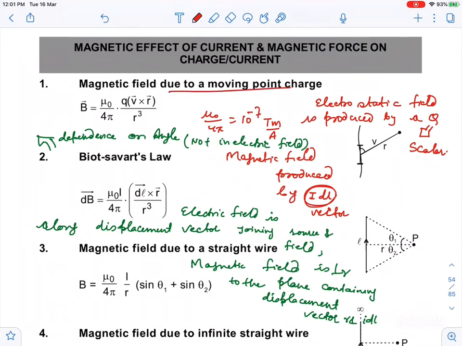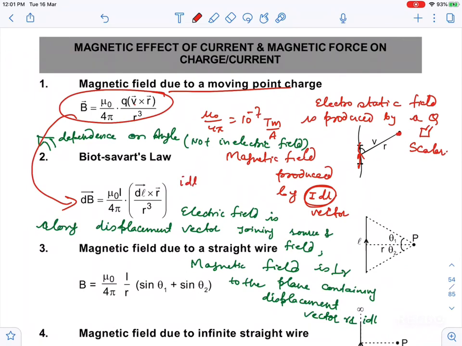Okay. Now magnetic field is the next chapter. Magnetic field due to point charge. B can be, this is from Biot-Savart's law, and this is a conductor carrying current I. So at any point, if you have to calculate magnetic field, B is equal to mu naught by 4 pi into Q V cross R by R cube. But this can be modified and written as mu naught I by 4 pi dl cross R upon R cube.